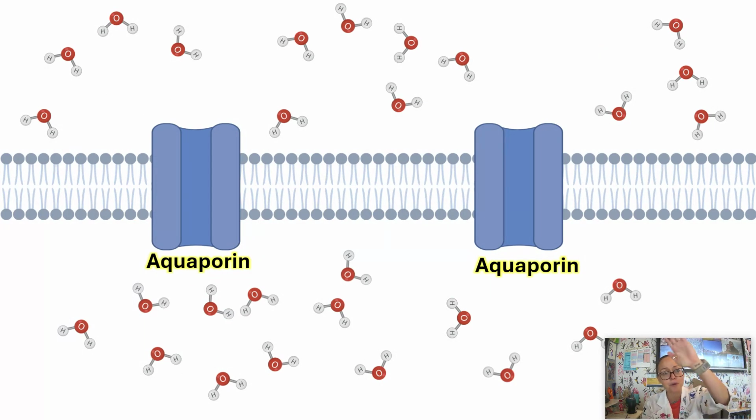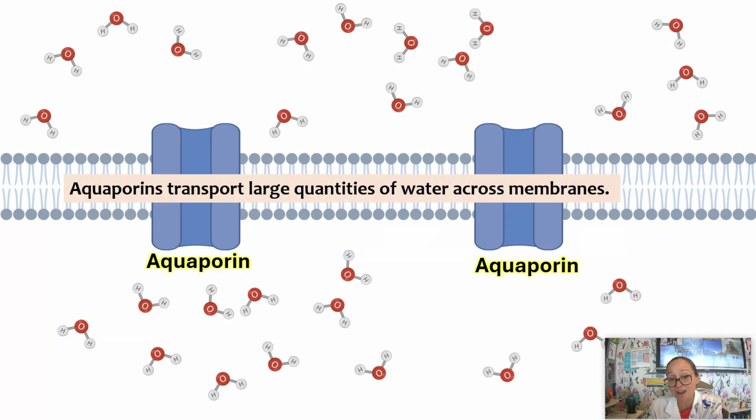Now here I have all the water moving in one direction, but water can go back in the other direction as well. It depends on solute concentration and osmosis, which is the topic of 2.7, which is the next video in this series. So to summarize, aquaporins transport large quantities of water across membranes.